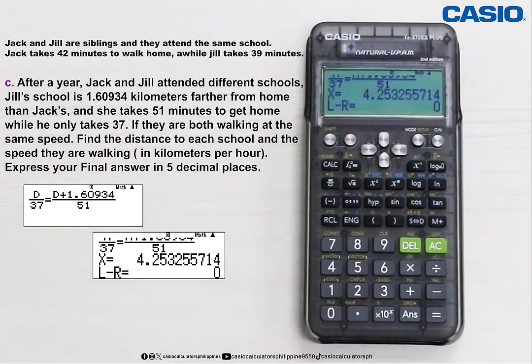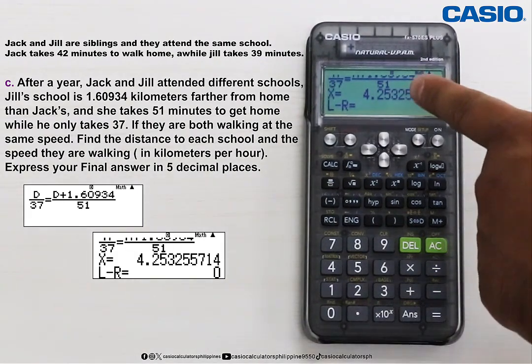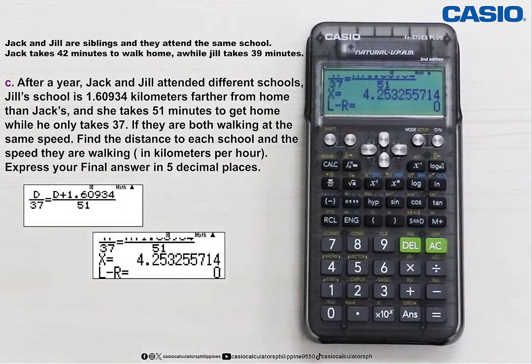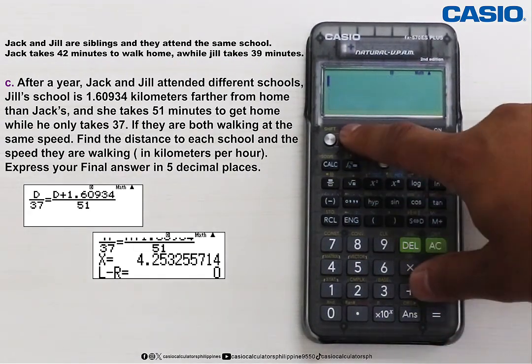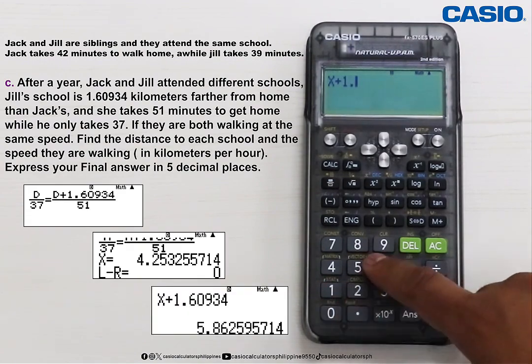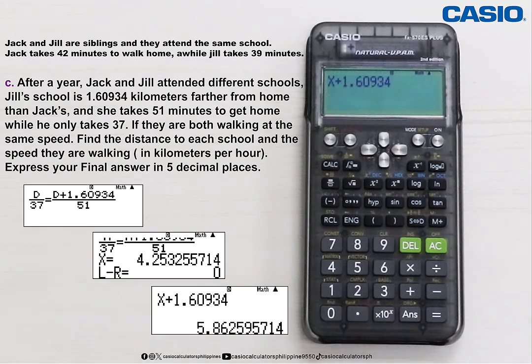So the distance from Jack's school to his home is 4.25326 kilometers. To get the distance of Jill's school, we just need to add the 1.60934 to the value of x, and we get that the distance of Jill's school is 5.86260. Since we need to express the final answer in 5 decimal places.